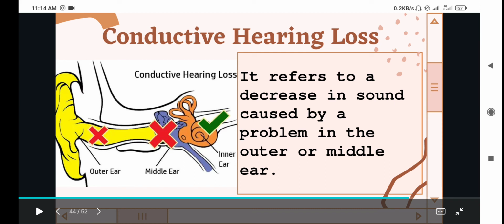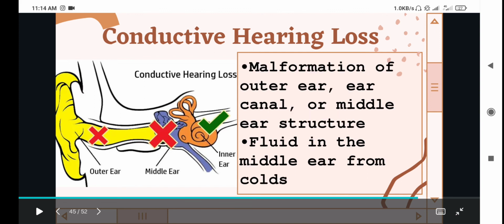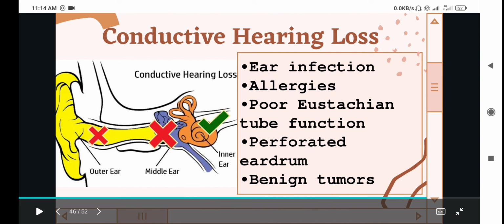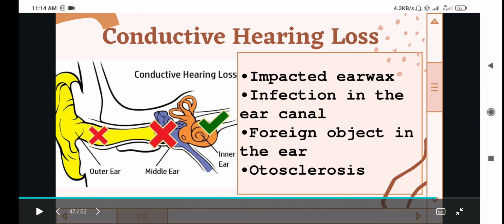Conductive hearing loss is most common in children who may have recurrent ear infections or who insert foreign objects into their ear canal. What are the causes? Malformation of outer ear, ear canal or middle ear structure, fluid in the middle ear from colds, ear infection, allergies, poor eustachian tube function, perforated eardrums, benign tumors, impacted earwax, infection in the ear canal, foreign objects in the ear, and otosclerosis.